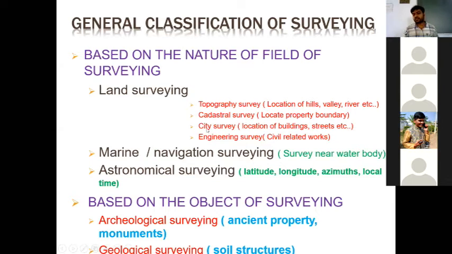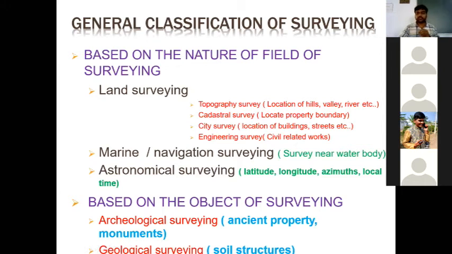Next, coming to city survey. In city survey, the surveyor does town planning type of survey. Town planning means, in the city, you have houses, buildings, hospitals, streets, drainages, water supply, sewer lines. All the things coming under the city we have to consider in city survey. Next, coming to engineering survey, which is related to civil works.